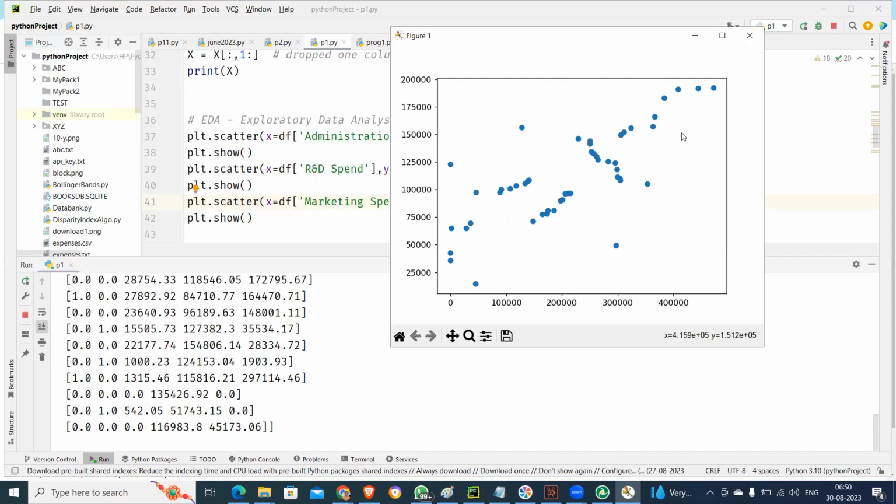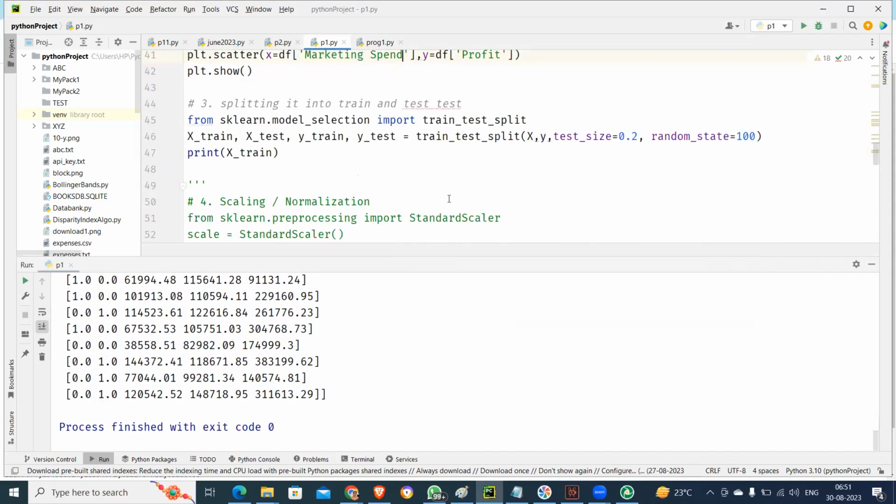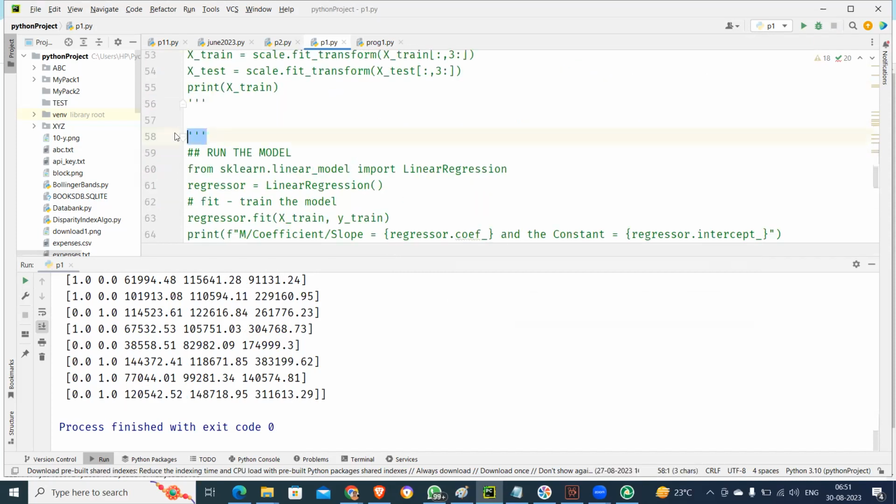So marketing spend, if you see, this lower side is weak, right? Dots are far off. But towards the end, you see, it's almost closer to a line. So this is again positive correlation. Stronger than admin spend, but not as strong as R&D spend. So from the graph we can get this. We don't have the numbers, right? We have not calculated the correlation, but we'll see. Okay, now let's start applying our model. Scaling is not required. Run the model. I'm going to uncomment it.